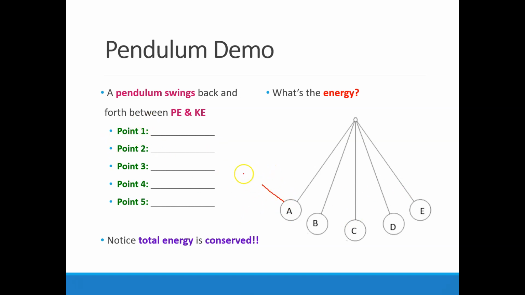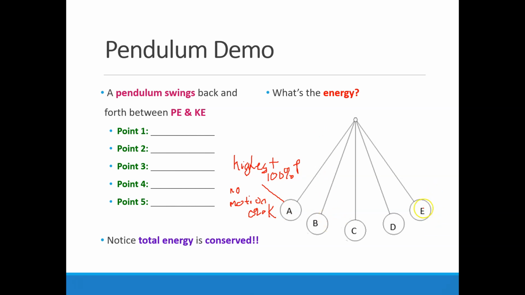So at point A, we have the highest height. At this point, this is actually 100% potential energy. However, it's not moving, so there's no motion. If there's no motion, no speed, then at point A it has 0% kinetic energy. So it has 100% potential, but 0% kinetic.